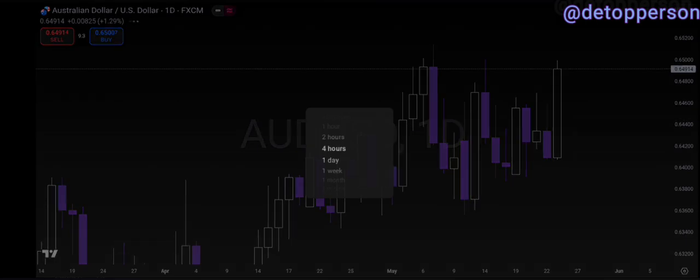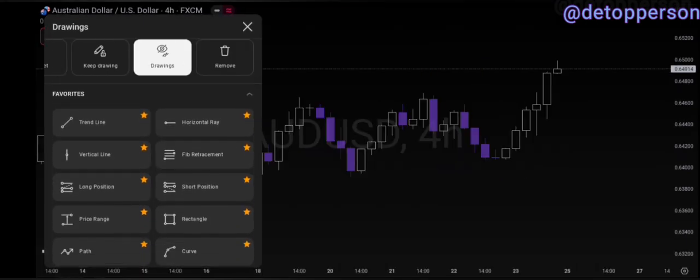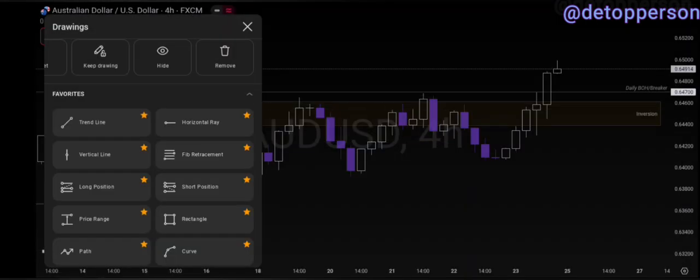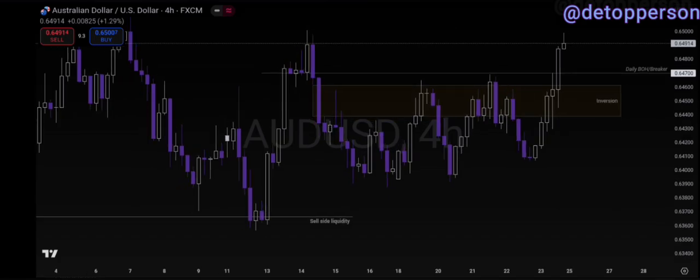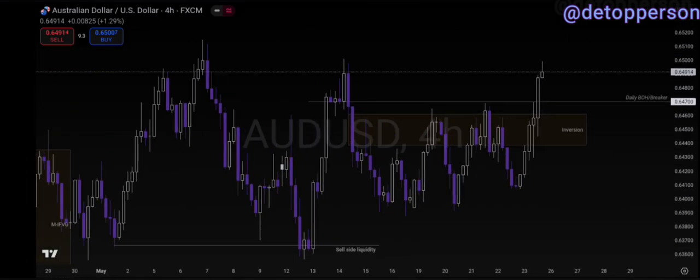Now let's check the 4 hours time frame. Let me just show us my bias. So on the daily, on the 4 hours time frame, this here is the daily high that was traded above.